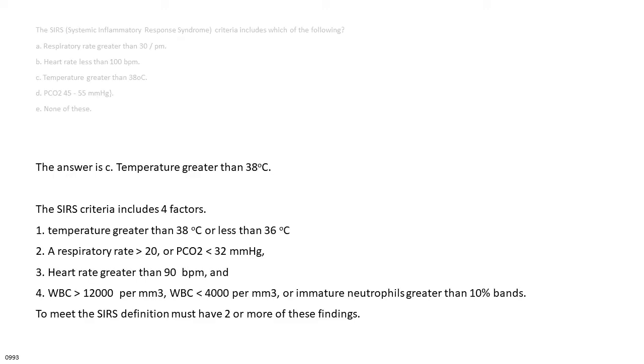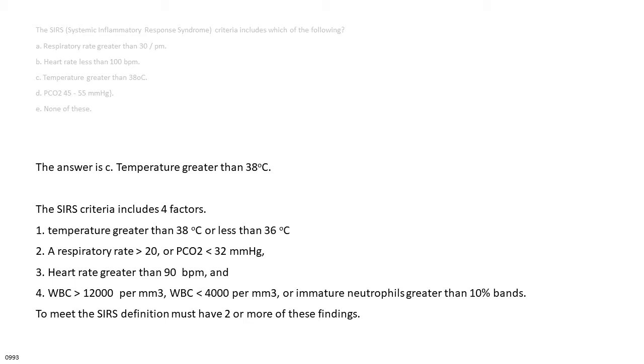The answer is C. Temperature greater than 38 degrees centigrade. The SIRS criteria includes 4 factors. 1. Temperature greater than 38 degrees centigrade or less than 36 degrees centigrade. 2. A respiratory rate greater than 20, or PCO2 less than 32 millimeters of mercury. 3. Heart rate greater than 90 beats per minute.